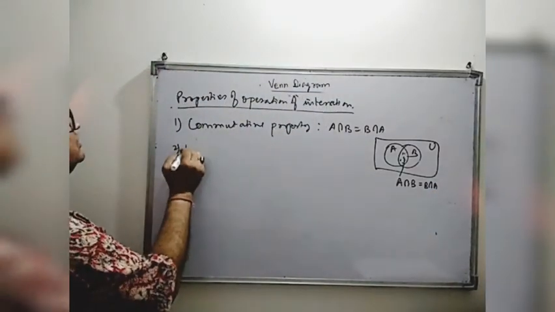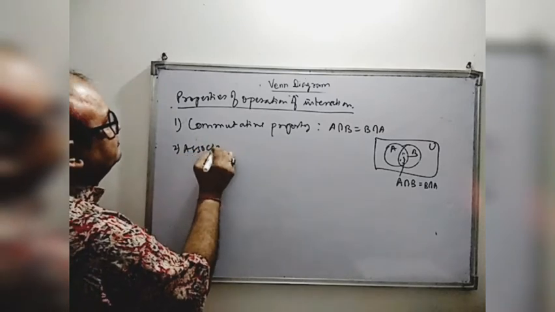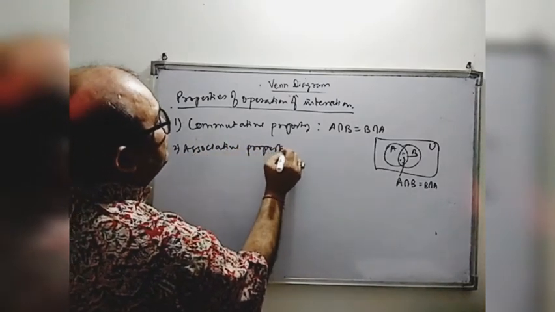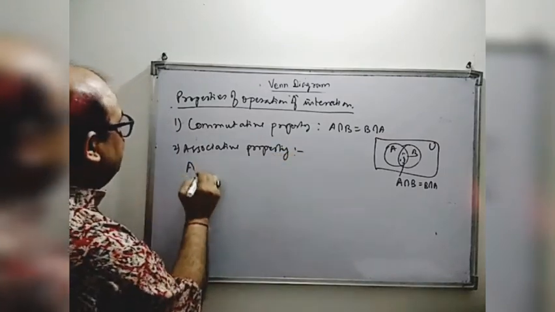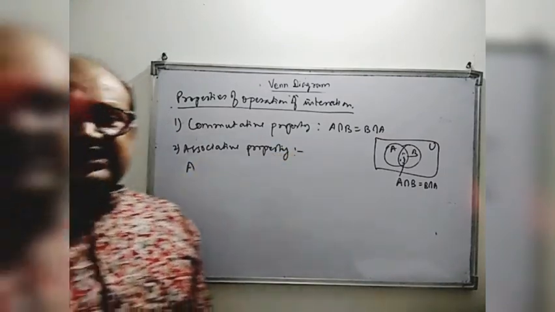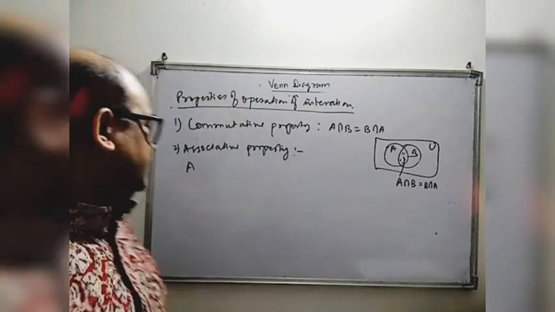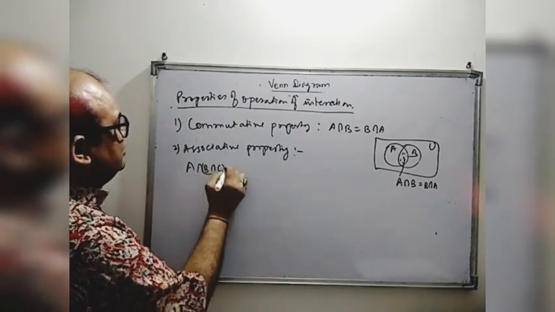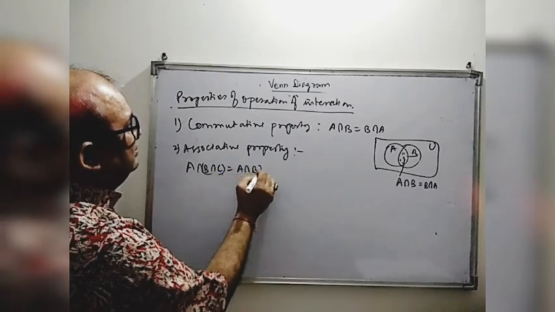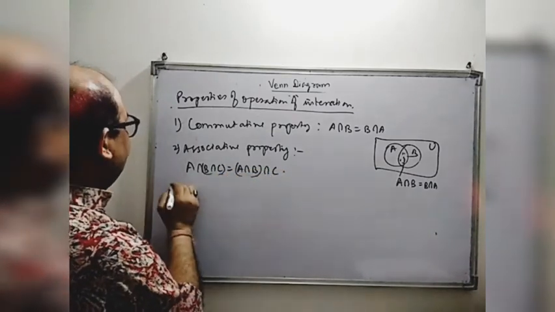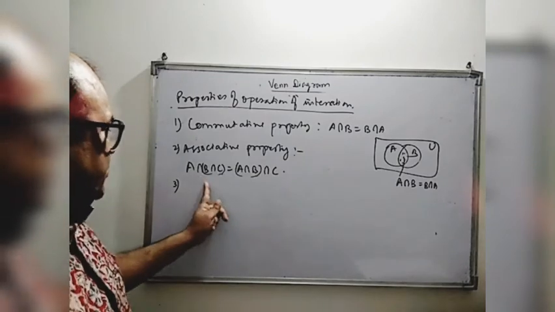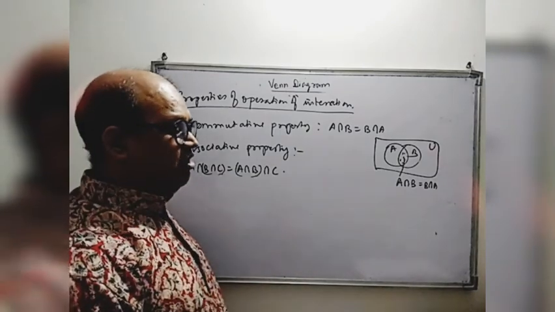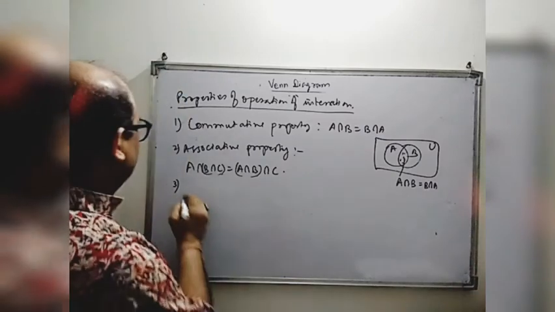Similarly, it follows the associative property also. How is it? If A, B, C are three sets, then A intersection B intersection C equals A intersection B intersection C, grouped in either way. This is the law of associative property.